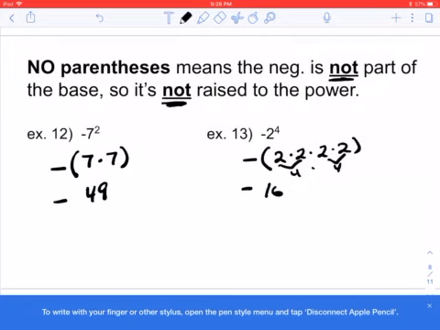Each of these, the negative is just on its own outside, and the only thing that's being squared here is the 7. The only thing that's being raised to the 4th power here is the 2.